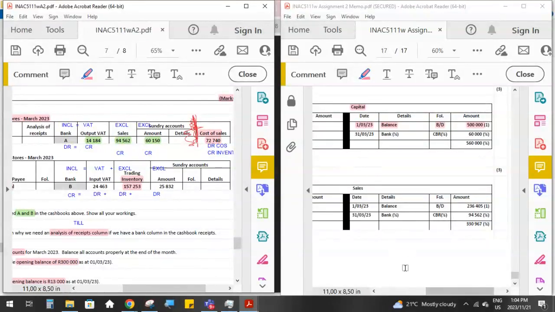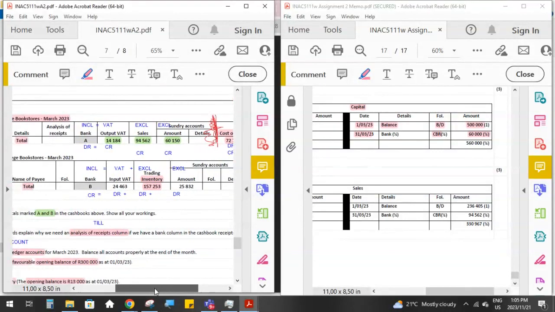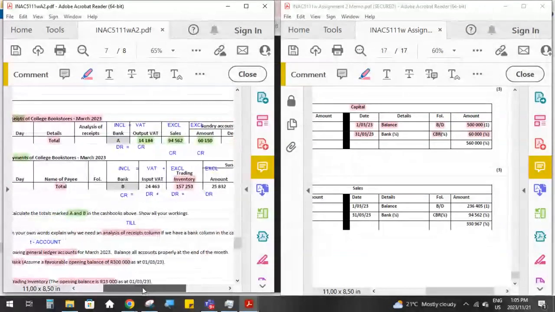So capital increases on the credit side. At the end of the month, we are crediting capital with an extra 60,000, and that transaction is coming from the cash book receipts. And again, from the cash book receipts, we are crediting the capital account, and the bank account is getting the debit. The opposite side of the entry, the debit, is going to bank.